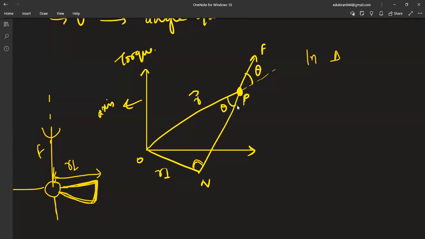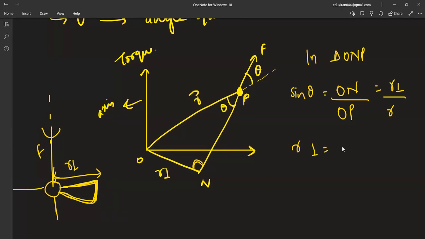This angle I have taken as theta. Because of the vertically opposite angle, this will also be theta. Now, if you take this, what is this triangle? ONP. So in triangle ONP, what exactly is sine theta? Perpendicular by hypotenuse. So that becomes ON divided by OP, that is R perpendicular divided by R. This is the normal R vector, and this is the perpendicular component that I have extracted. So R perpendicular is R sine theta, right?